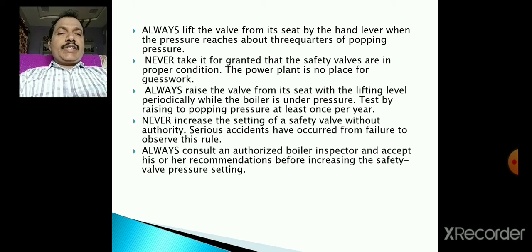Never increase the setting of a safety valve without authority. Serious accidents have occurred from failure to observe this rule. Always consult an authorized boiler inspector and accept his or her recommendations before increasing the safety valve pressure setting.